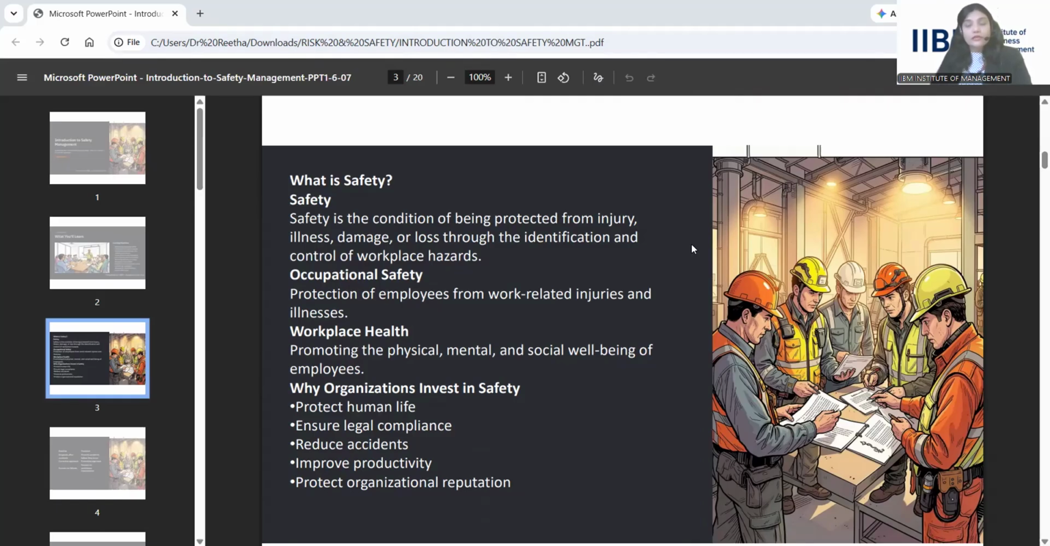We've got psychological safety, where we look into a workplace culture where people feel safe to speak up, report their mistakes, and ask questions without fear of punishment. Digital safety: in today's era, it is very important for us to look into protection of data, protection of identity, and computer systems from cyber threats and unauthorized access.